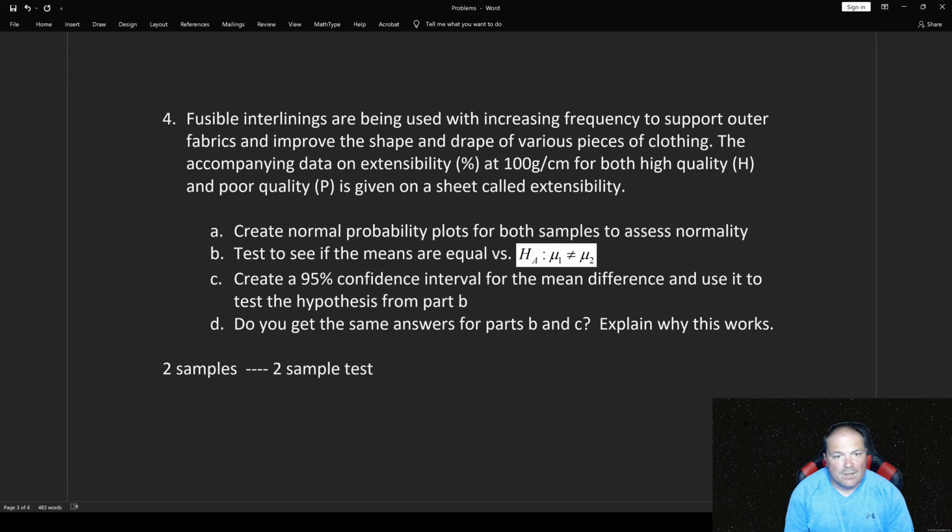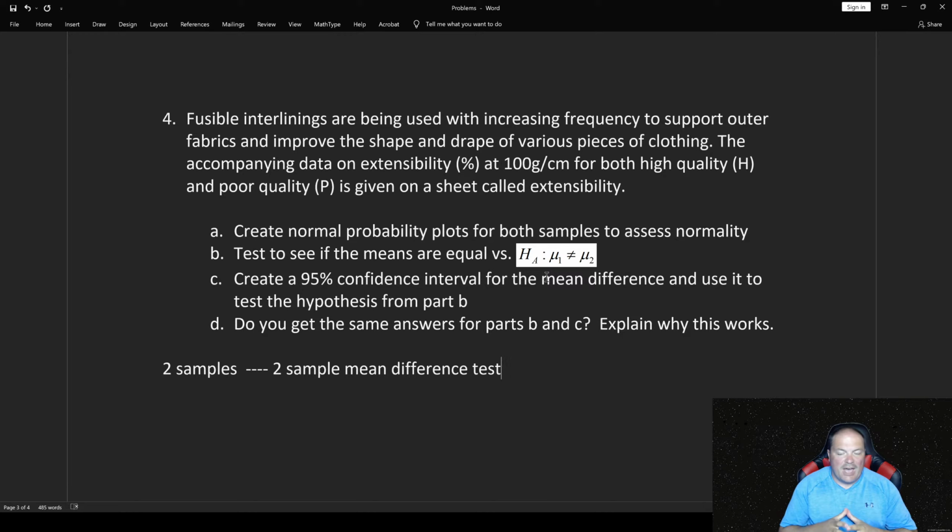Okay, and in this case, we can already see based on the problem, we're going to be testing means. So it's going to be a two-sample mean difference test. The reason I know it's a mean difference is because they're basically saying to test the alternative that mu1 is not equal to mu2. That means our null is going to be mu1 equal to mu2.